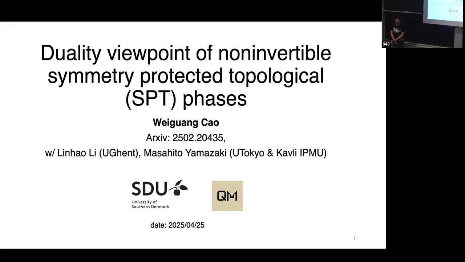About non-invertible symmetries and protected topological spaces and duality viewpoint.